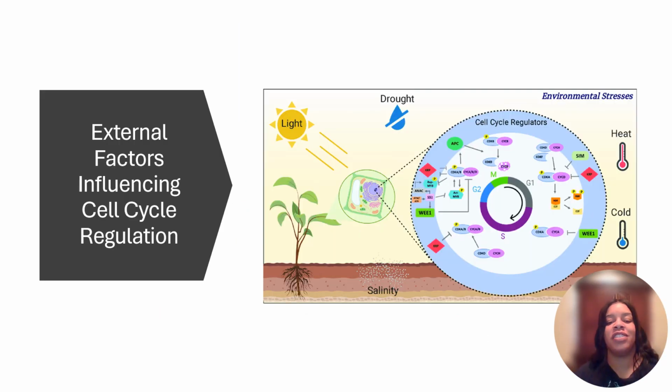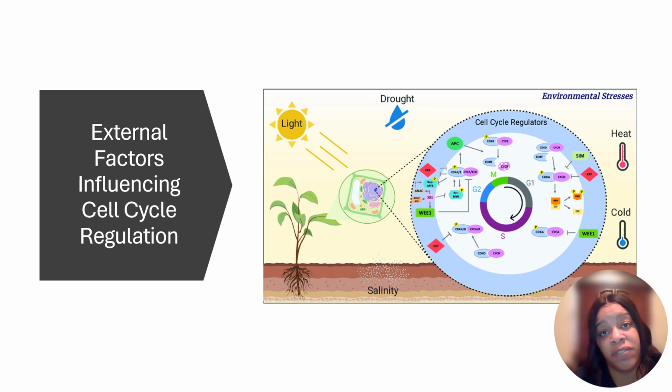External factors influencing cell cycle regulation. The cell cycle is tightly regulated by both internal and external factors to ensure proper growth and division of cells. External factors play a crucial role in influencing cell cycle regulation. These external factors can include signals from neighboring cells, environmental conditions, and extracellular cues.